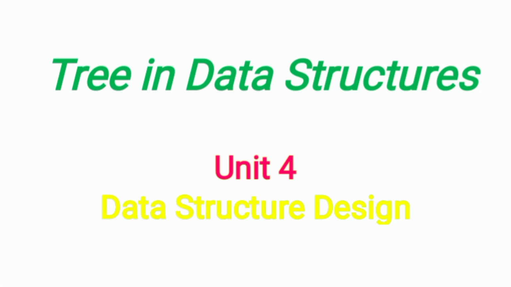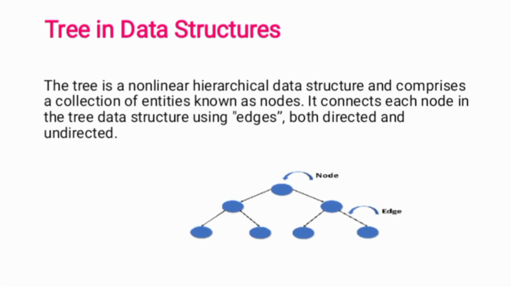Tree in data structure. The tree is a nonlinear hierarchical data structure and comprises a collection of entities known as nodes. It connects each node in the tree data structure using edges, both directed and undirected. The image represents the tree data structure. The blue color circles depict the nodes of the tree, and the black lines connecting each node with another are called edges. You will understand the concept of tree better in the terminology section.